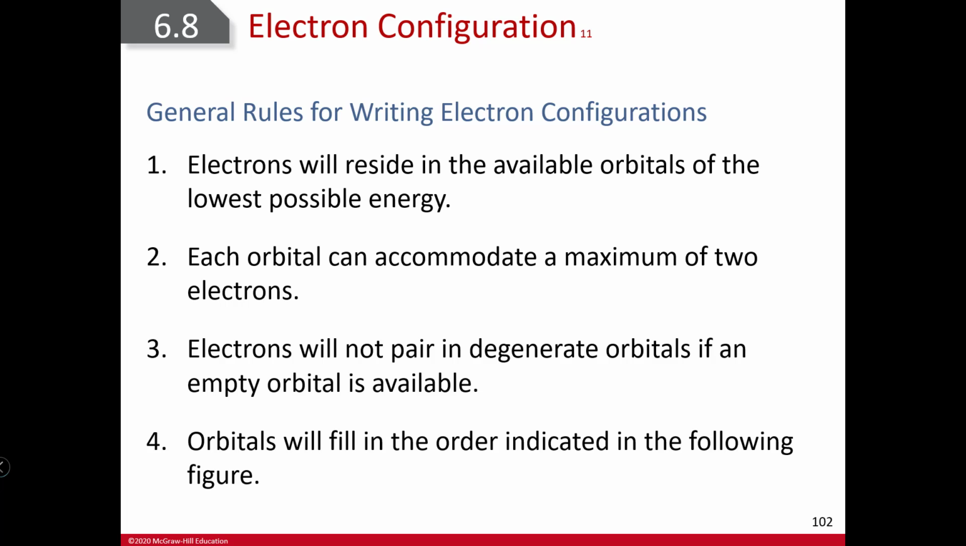All right, in summary, electrons will reside in the available orbitals of the lowest possible energy. Aufbau principle. You start from the bottom and work your way up, from the lowest possible energy to the highest. Number 2, each orbital, which is the ML values, can only hold 2 electrons. One spin up, one spin down.